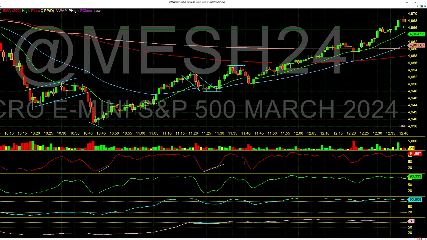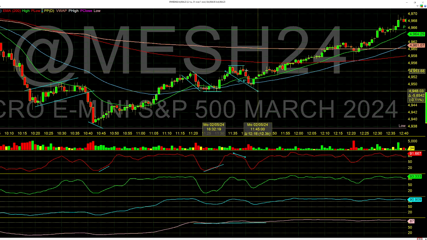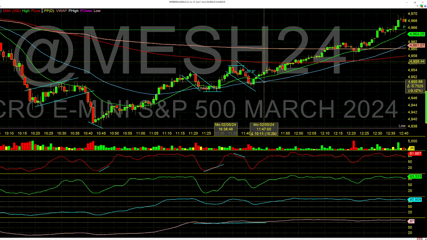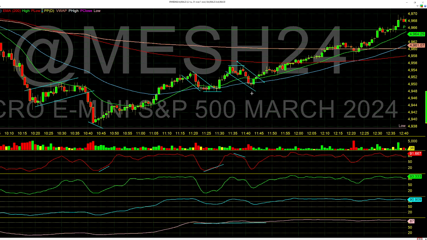So there's a couple here, and you see how fast these things move, especially if the market is moving. You're not going to get much of a pullback. So this sell side divergence, if you decide to take that, you're not going to have much time to get out of that before it starts moving back up. And so we have to be very careful watching this.